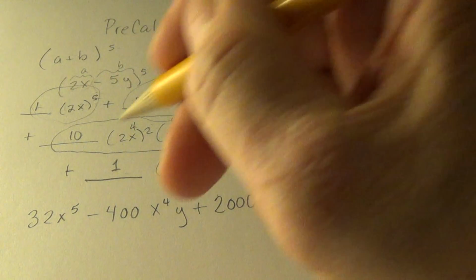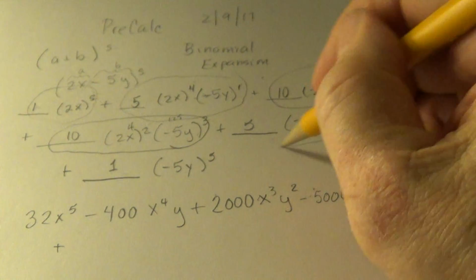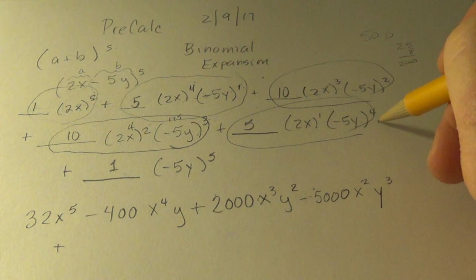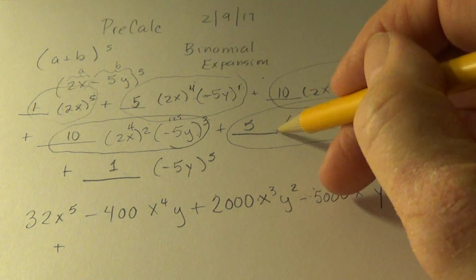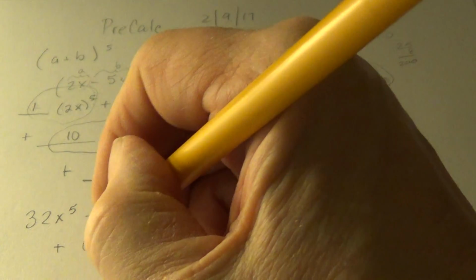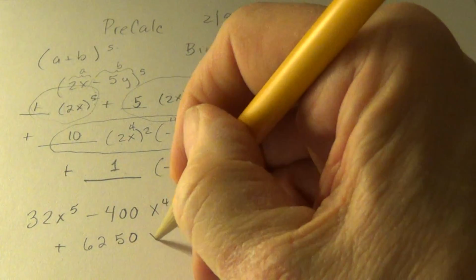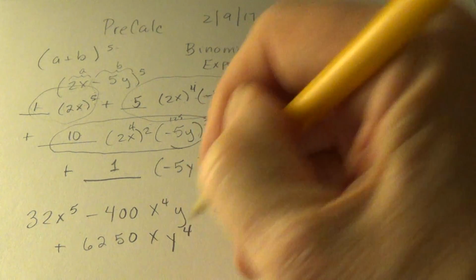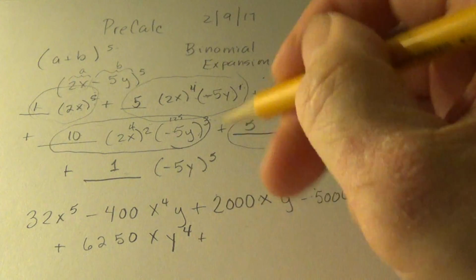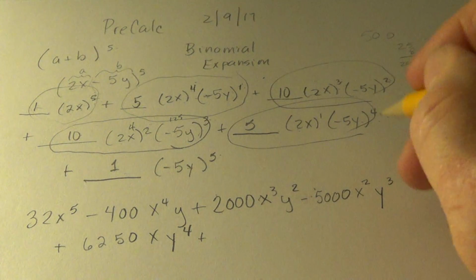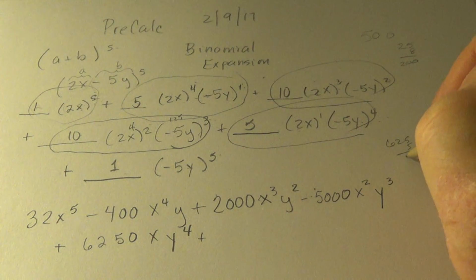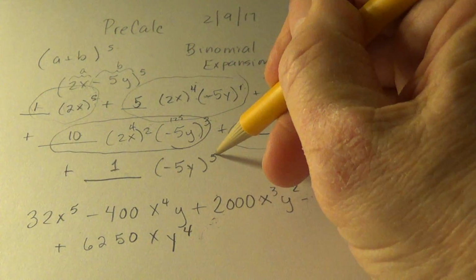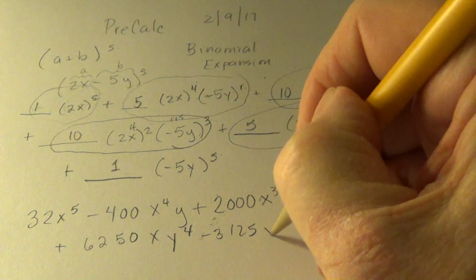All right, next, we'll go down to this level here. Another cleanup. 2 times negative 5 raised to the 4. So here we have 5 times 5 times 5 times 5 times 2 times 5. When I did all that earlier, I got 6,250. X is to the 1, and y is to the 4th. And lastly, we have a negative 5 raised to the 5, which is 625 times 5, 3,125. It's going to be negative because we have a negative value raised to an odd exponent. Negative 3,125 y to the 5th.